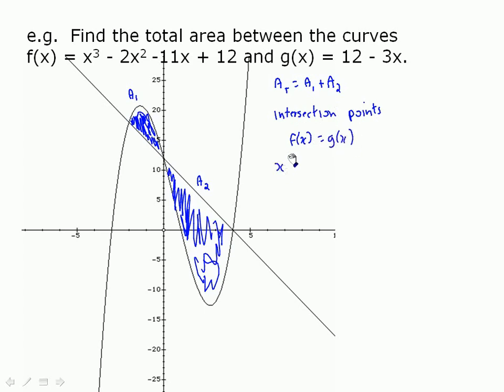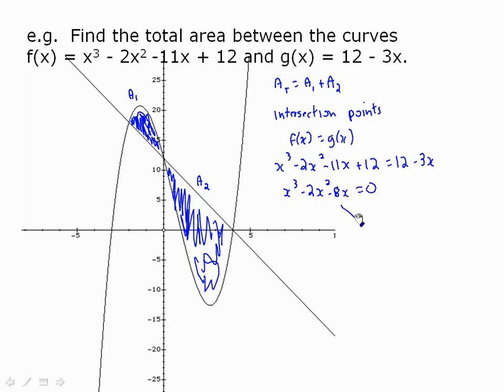So we take our x cubed minus 2x squared minus 11x plus 12, and we set it equal to 12 minus 3x. Now I'm worried because it looks like it's going to be a cubic, which will require some form of division. However, when we do all the numbers on this, we'll get x cubed, bring it all over to the left, and then we'll get minus 2x squared, and then the 3x gets added on, so that's our minus 8x, but then the 12s are gone.